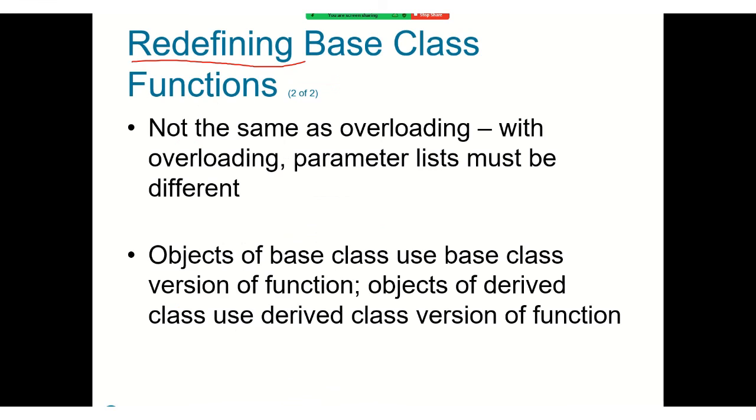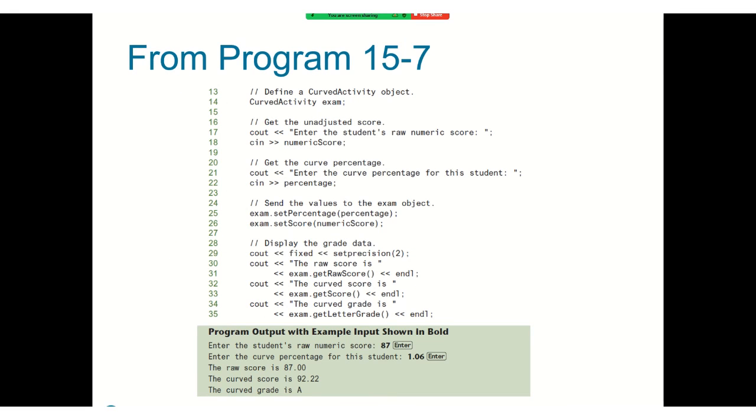Okay, overridden or redefined. So basically, if you run the program, you can follow. You can write down the program from following the slide when you have time. You will see that if you instantiate the curved activity, and then you have the raw numeric score, you put the raw numeric score, then you get the curve percentage, enter the curve percentage for the student, whatever curve percentage it gives. Then you just set percentage, you put it like that.